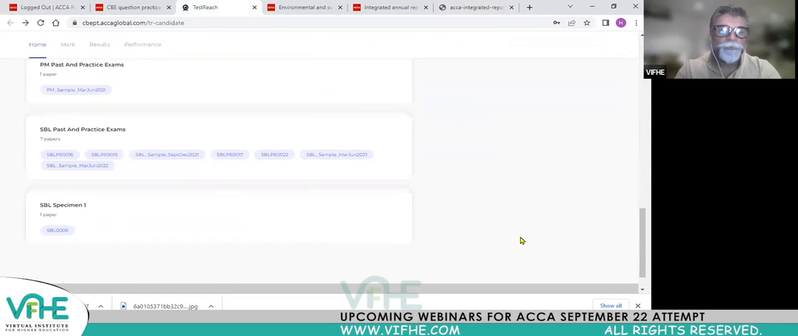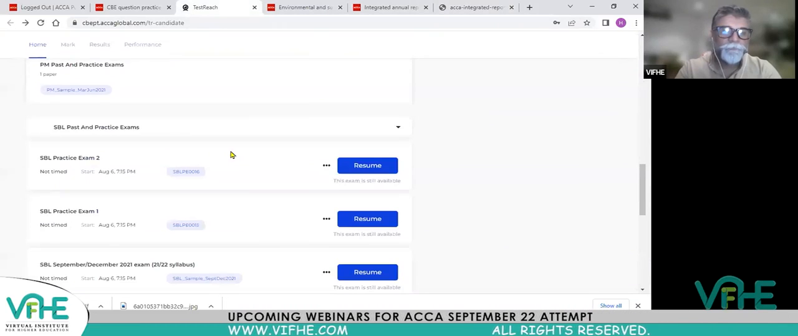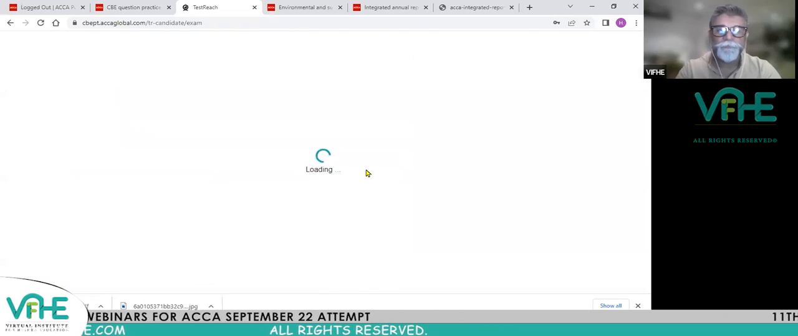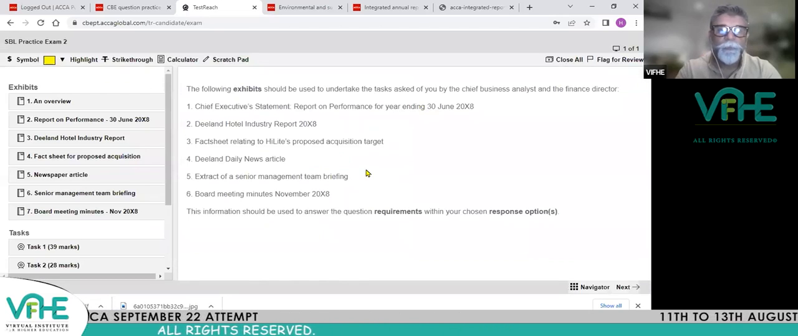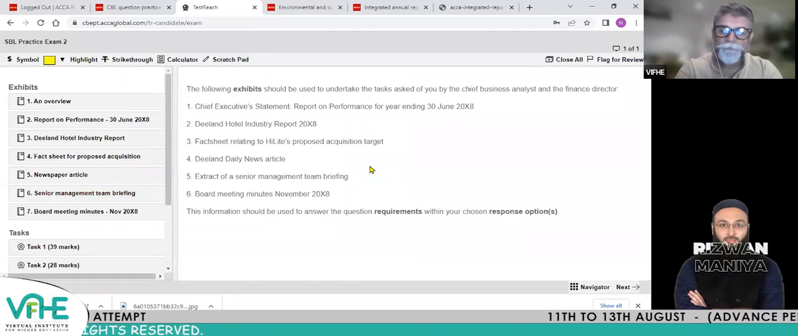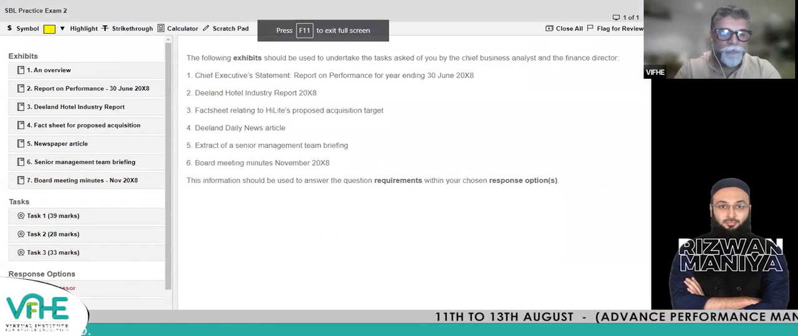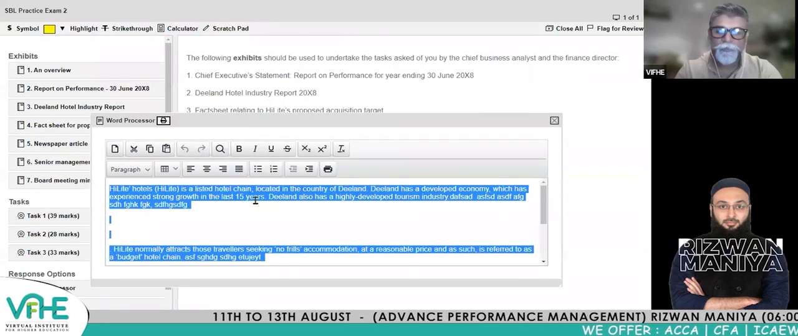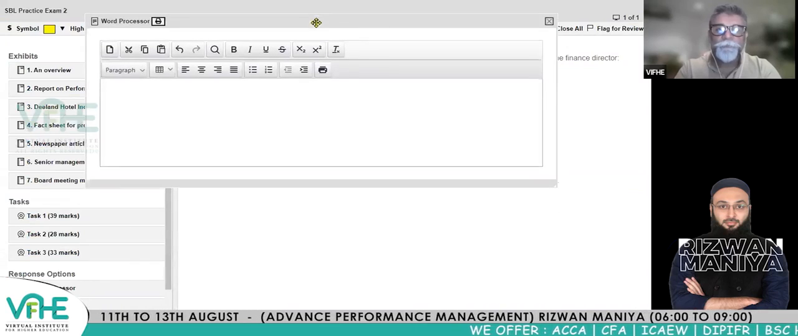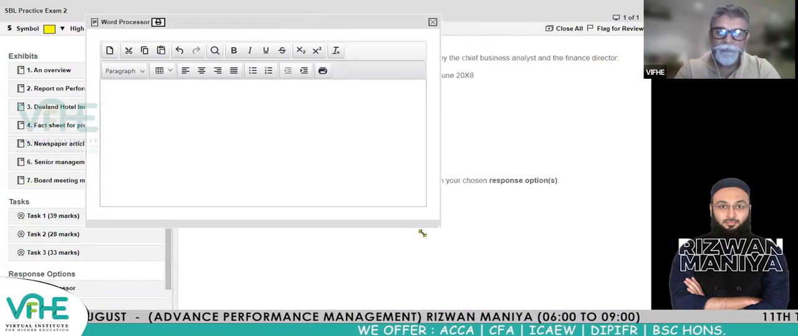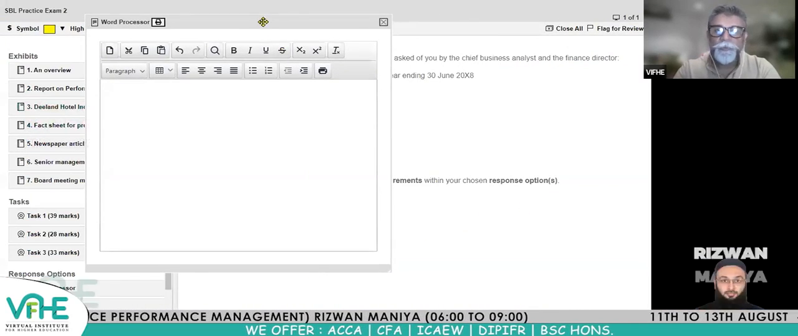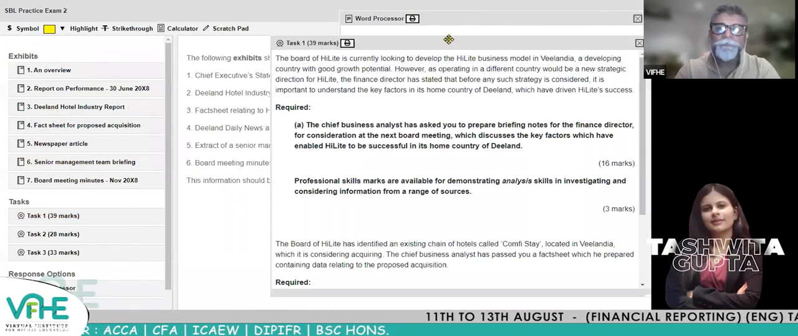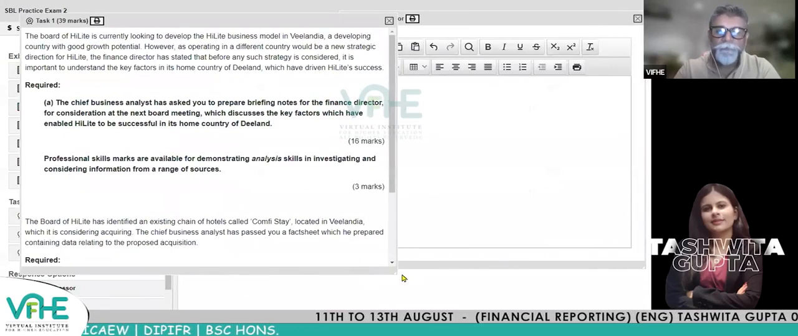Let me just open up a random question. So this is the first screen you will see when you open your paper. So I will open the word processor. I will minimize the size. I will take it on one side. And then I will open task number 1. Okay, I will minimize the screen.